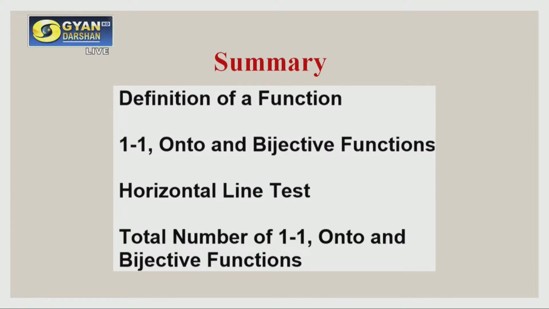So this is all about today's session. In today's session we have discussed the definition of functions, and after that we discussed types of functions: 1-1, onto, and both 1-1 and onto. Then we discussed the horizontal line test, and at last we discussed the total number of functions. If you want to count how many functions are possible from A to B, 1-1, onto, and both 1-1 and onto. Thank you, learners.